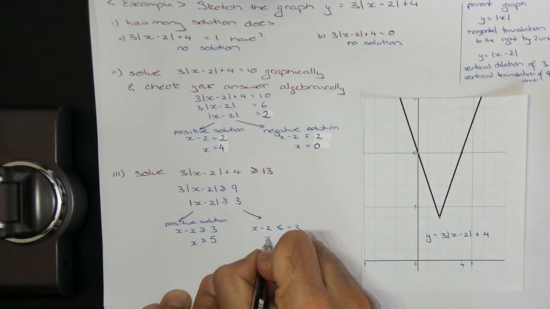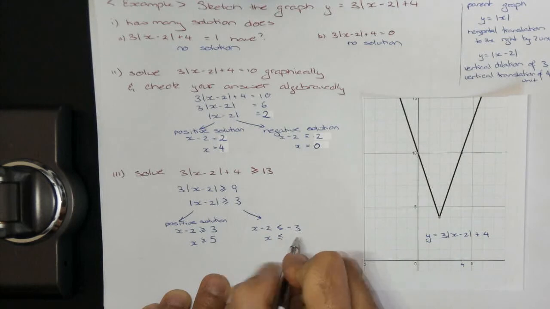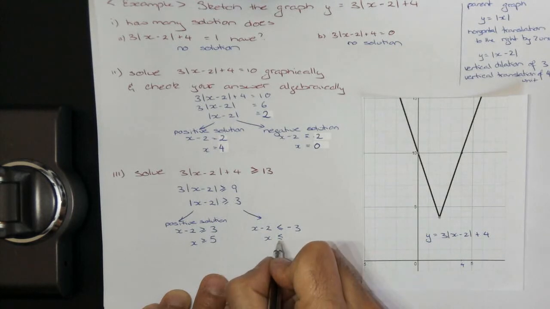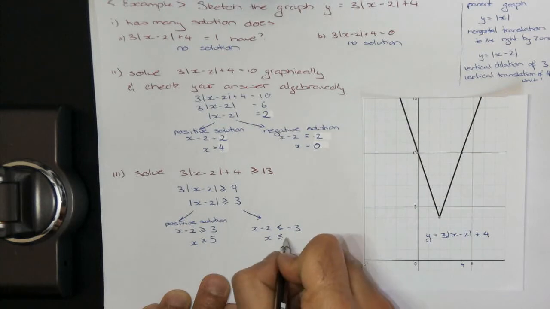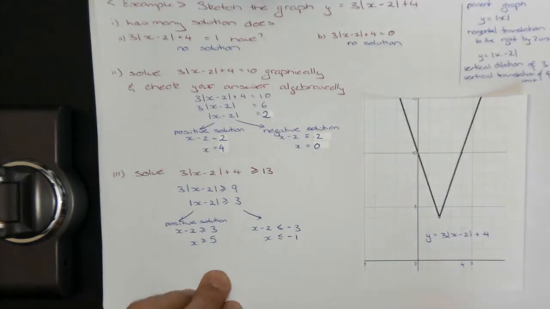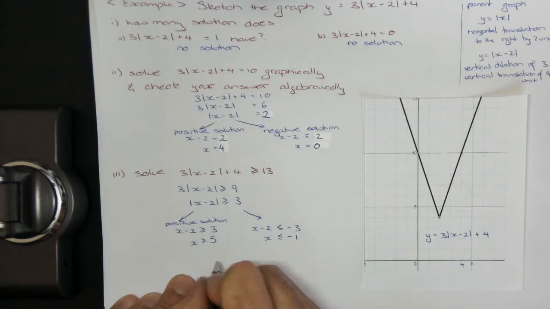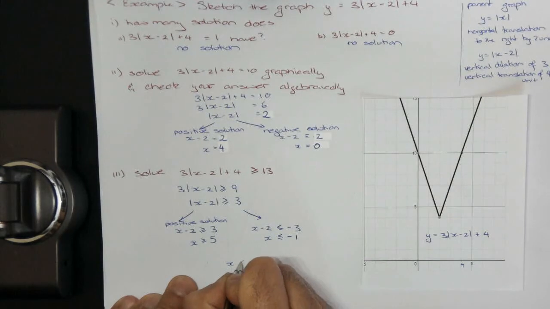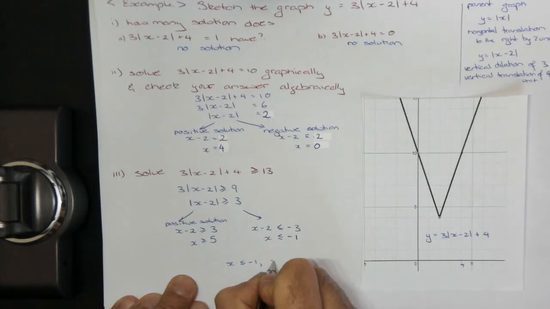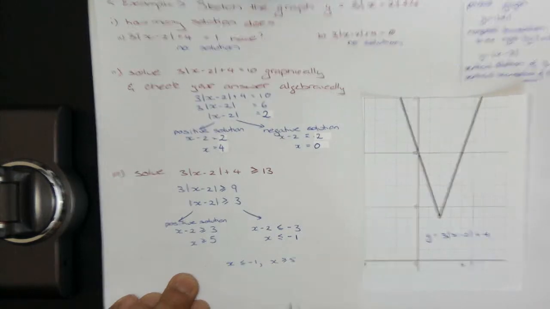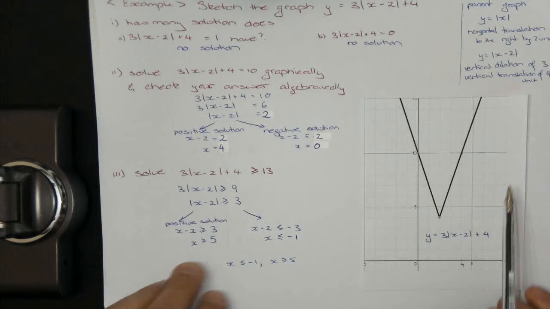Now I get minus 3 minus 2. No, minus 3 plus 2 becomes minus 1. So I'm going to get the solution where, finally, x is less than or equal to -1, or x is greater than or equal to 5. Let's look at the graph though.